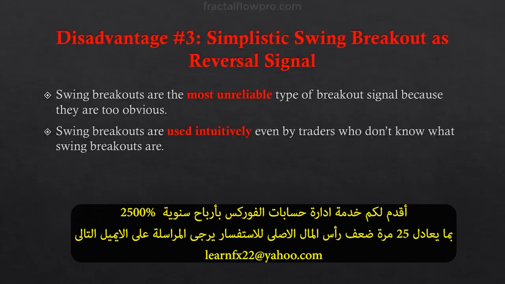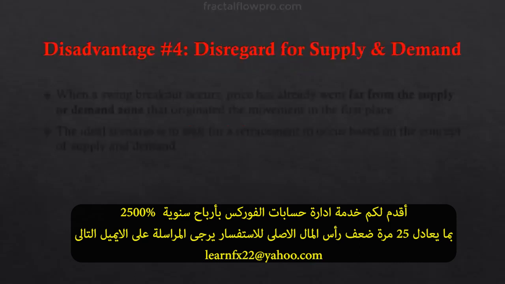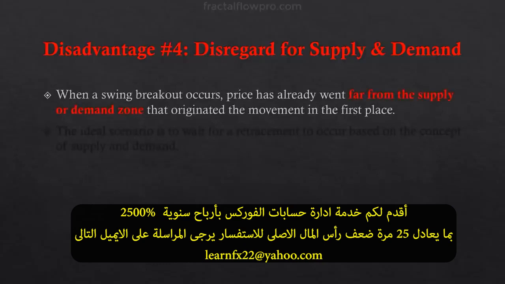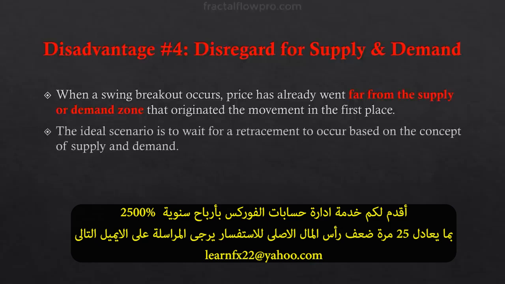In more technical terms, the swing breakout is a bad idea because it completely disregards the idea of supply and demand trading. When the price breaks a swing high or a swing low, the market has already extended itself past the optimal reversal point. Ideally, traders should wait for a retracement near the last significant supply or demand zone.